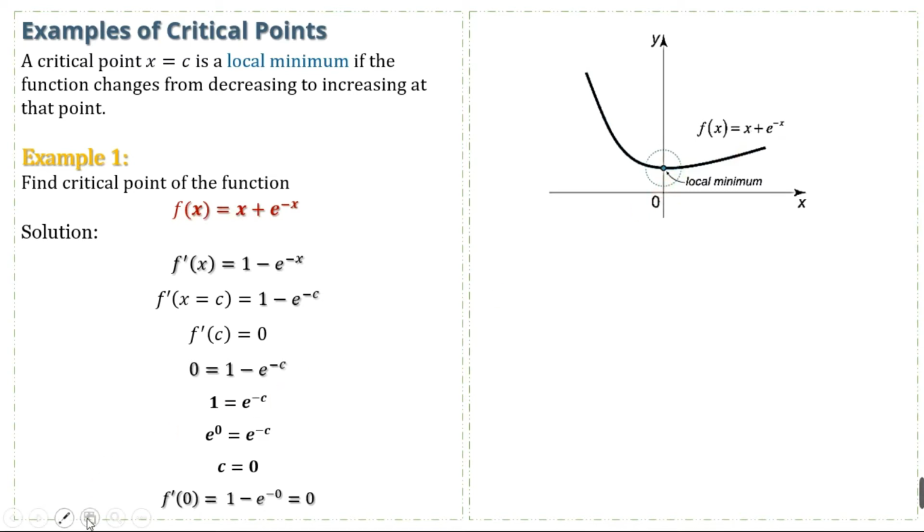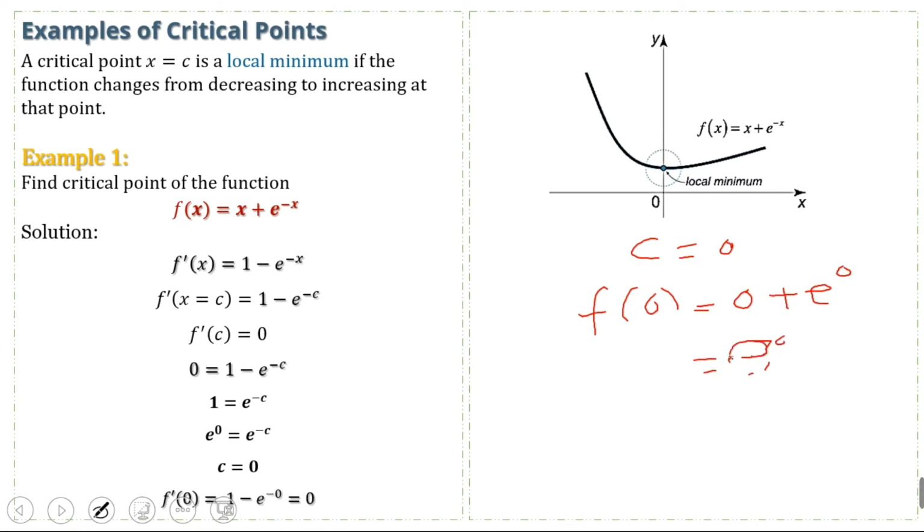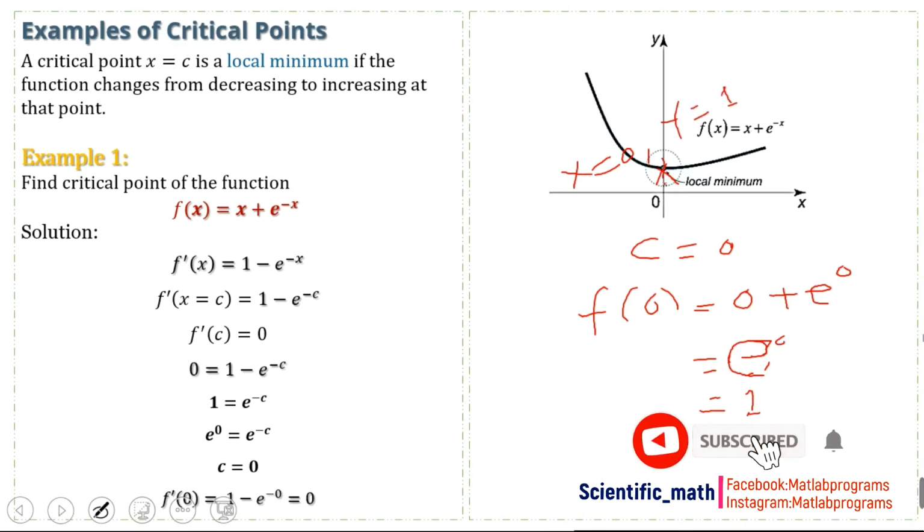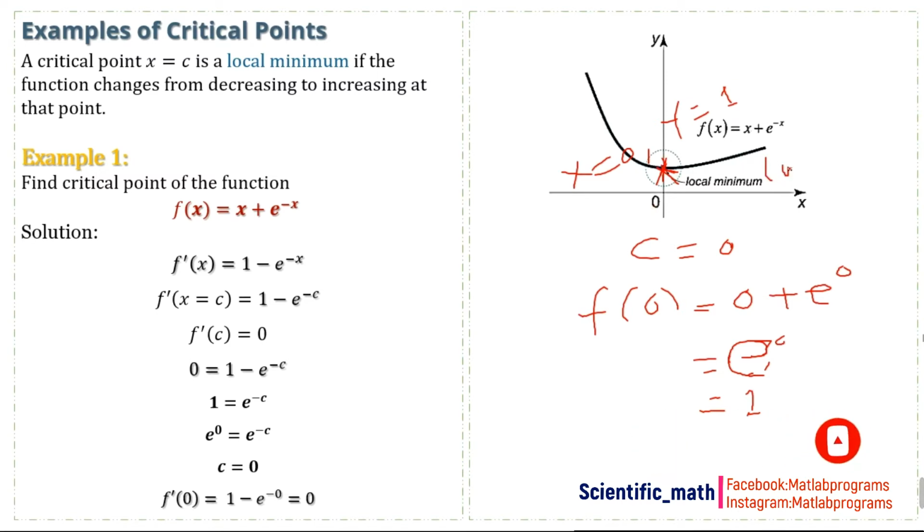So we calculate this point. c is equal to 0, and we put this in the function, that is, e to the power 0 plus e to the power 0, which is equal to 2 when... that is, the value of y is 1 as shown. So this is the point at which x is equal to 0 and the value of y is equal to 1. So the local minimum is the point (0, 1).